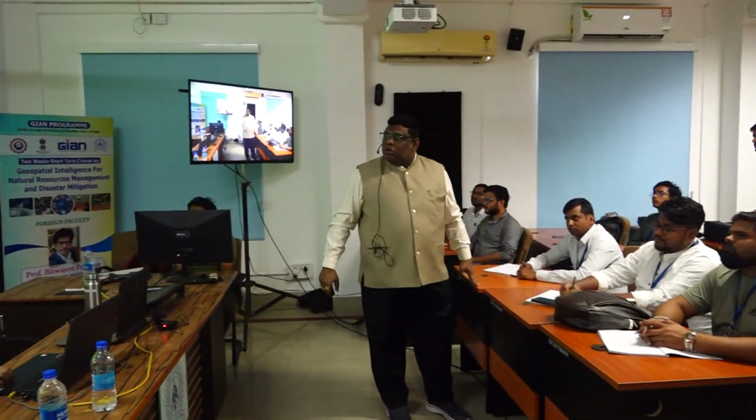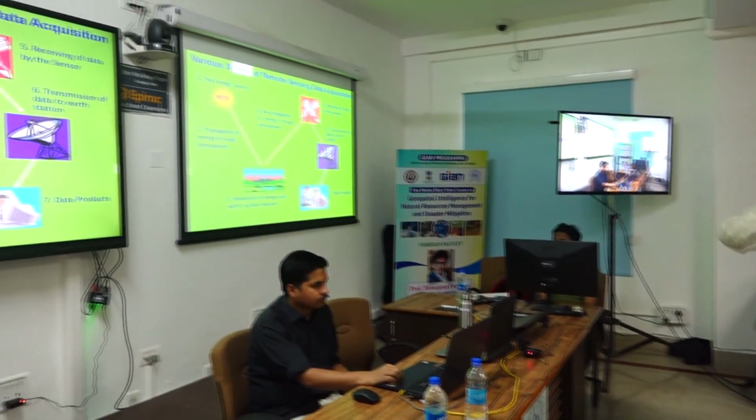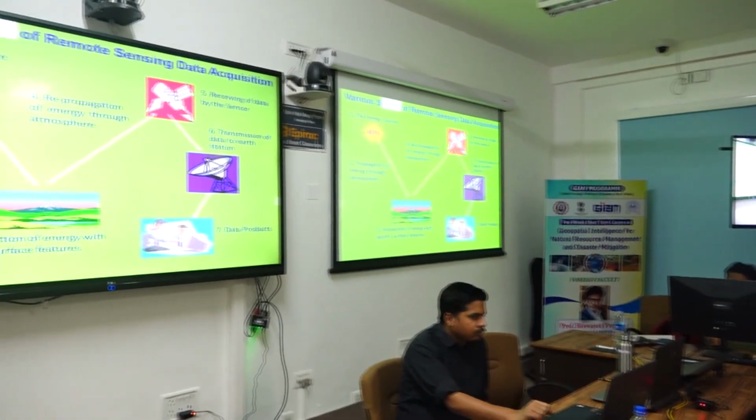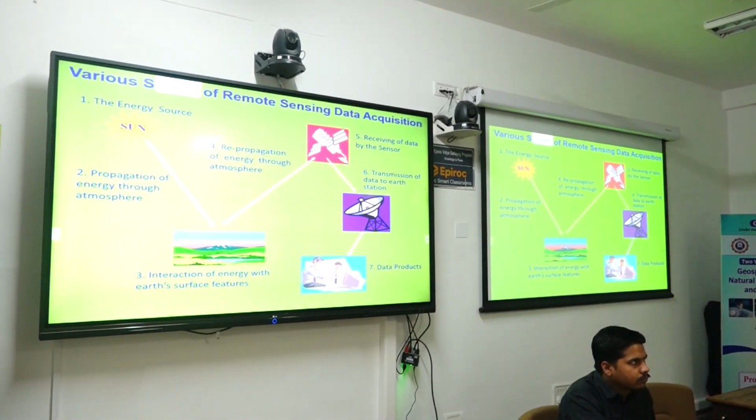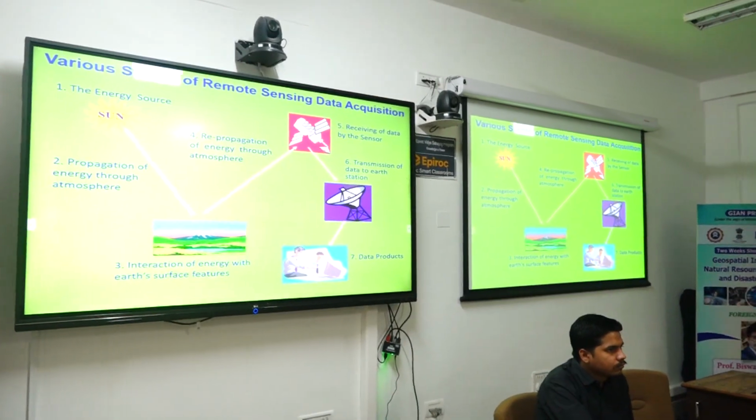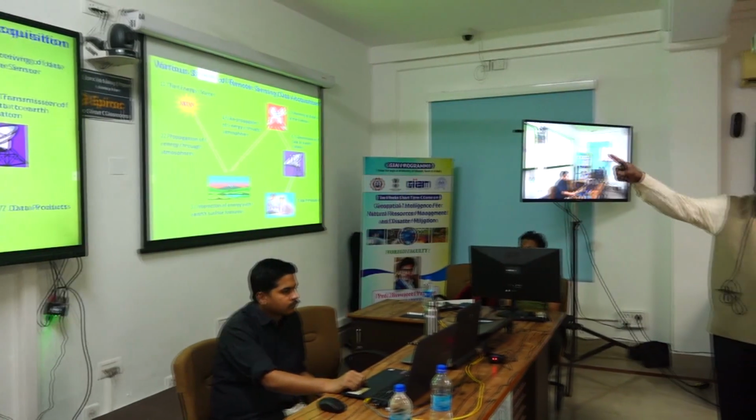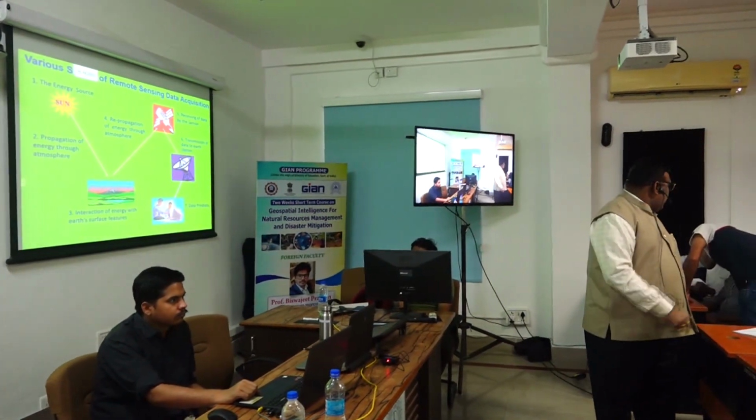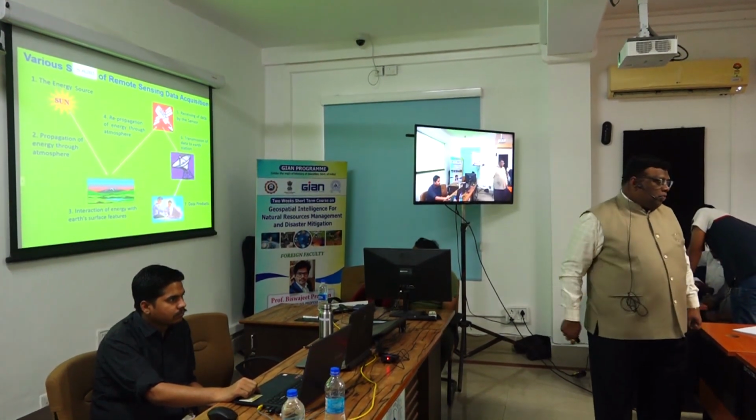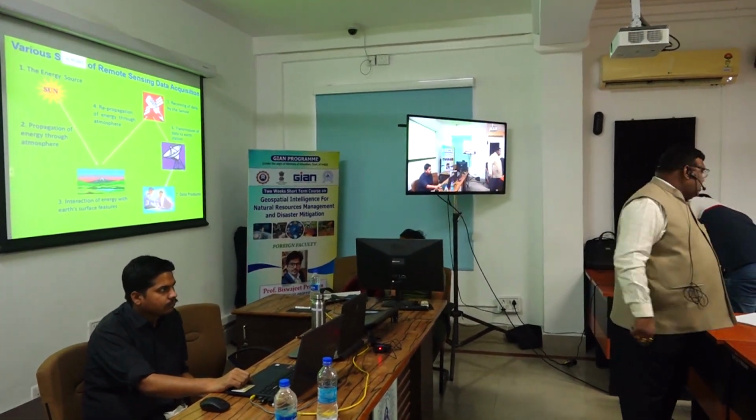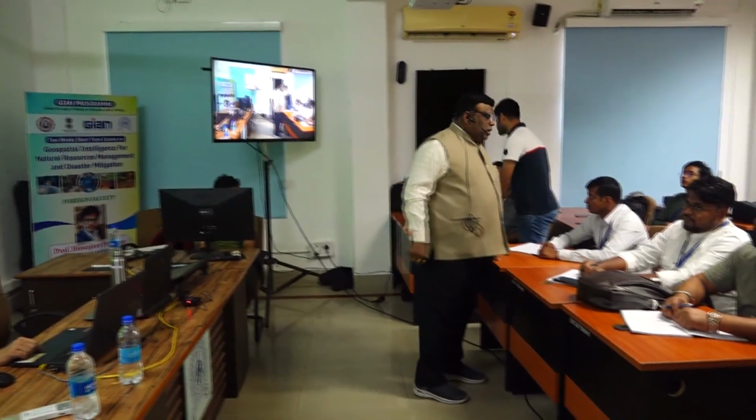So energy source is the sun, then propagation of energy through atmosphere, interaction of energy with Earth surface features. Whatever may be the features. It may be a mountain, it may be a tree, it may be a building, it may be a water body also. Then again it will repropagate through the atmosphere and then ground station and then finally data products. Right? So what is the significance of this particular figure?